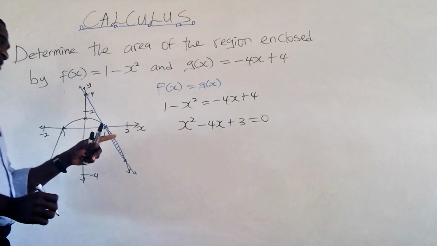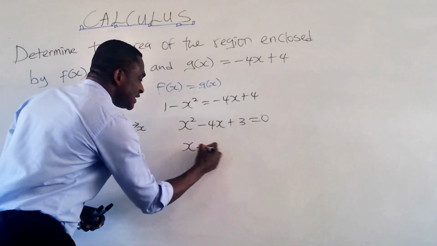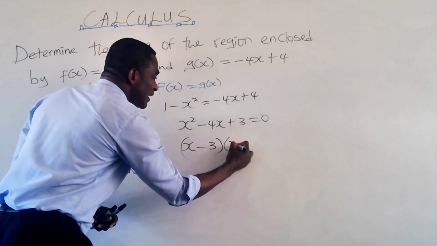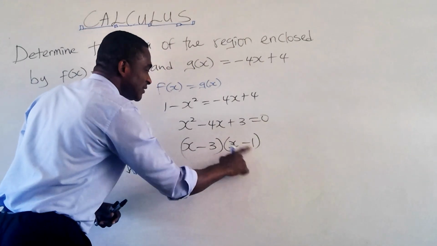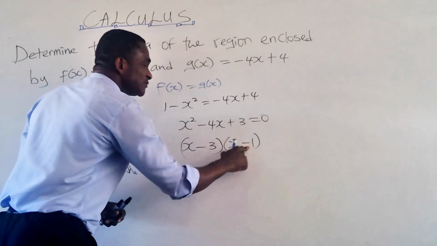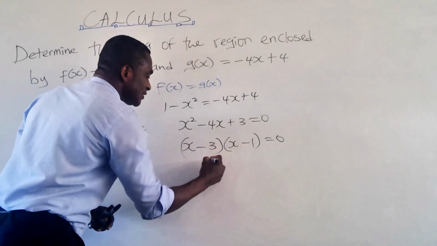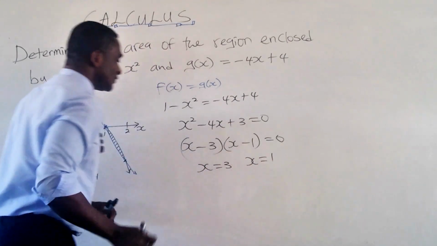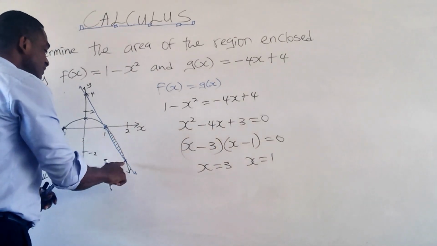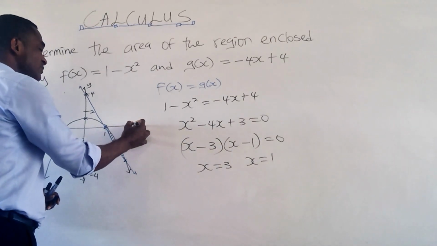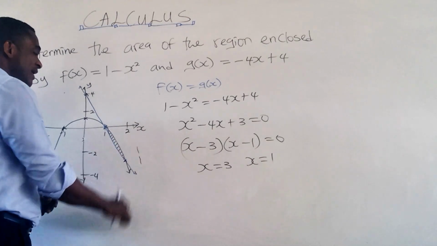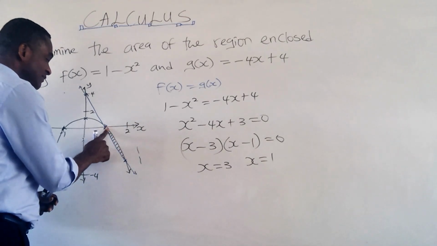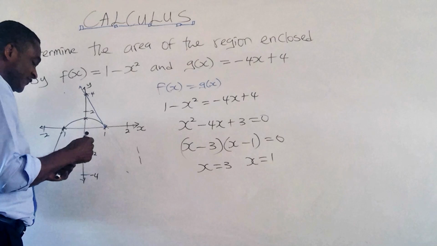We now factorize. This will give us (x - 3)(x - 1), since -3 plus -1 is -4 and -3 times -1 is 3. So the values are 3 and 1. These are the intervals. If we extend this line, the point of intersection will be somewhere here. So let's extend this graph.